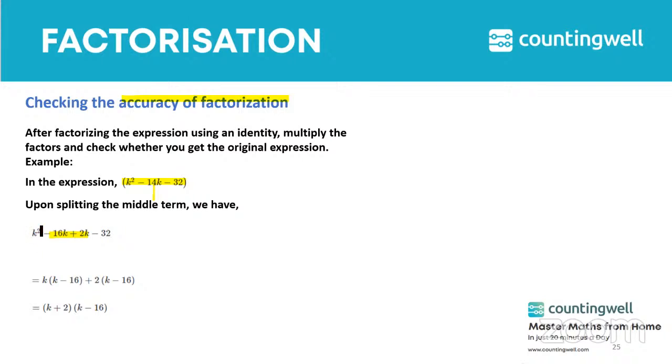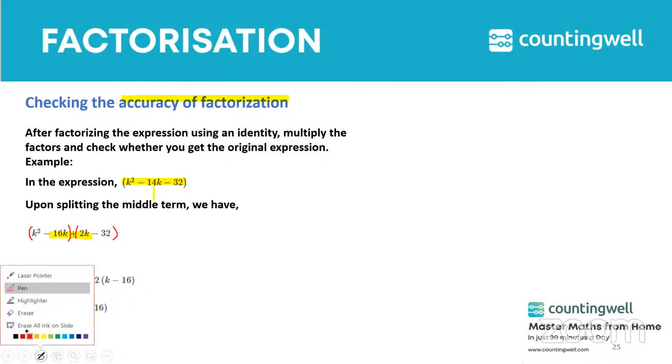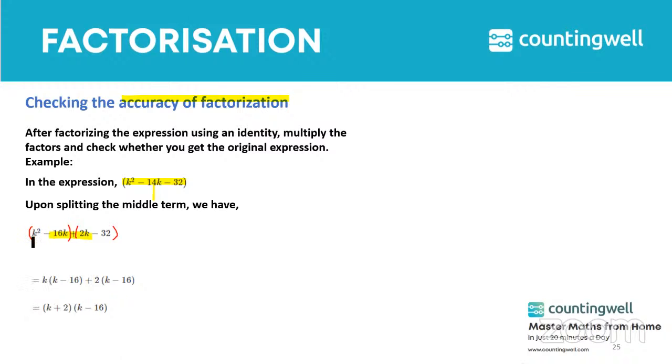So here you can see k square minus 14k is split as minus 16k plus 2k. Then we have grouped k square minus 16k and 2k minus 32. So if you place a bracket here like this, you will see there are two terms in each bracket. And then you are taking out the common. Here k square is k into k, minus 16 into k. You can see only k is common. So take it out of the bracket. So we have k minus 16.